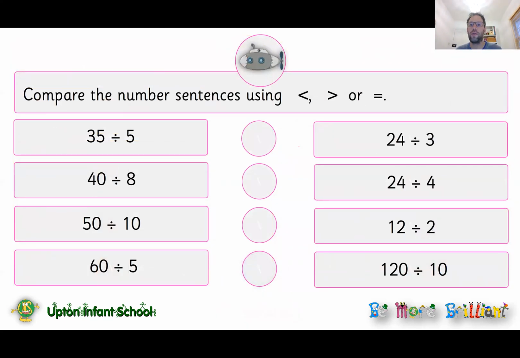Okay. On to the last task that you might decide to do. And this one is about comparing number sentences. So can you see we've got some number sentences. We've got them in pairs, and in the middle, you've got to decide whether or not the number sentence on the left is less than, more than, or equal to the answer on the right. So you would solve 35 divided by 5, you'd find out the answer. And then you would solve 24 divided by 3, and then you have to put the symbol in the middle to say whether the 35 divided by 5 is less than, more than, or equal to 24 divided by 3.